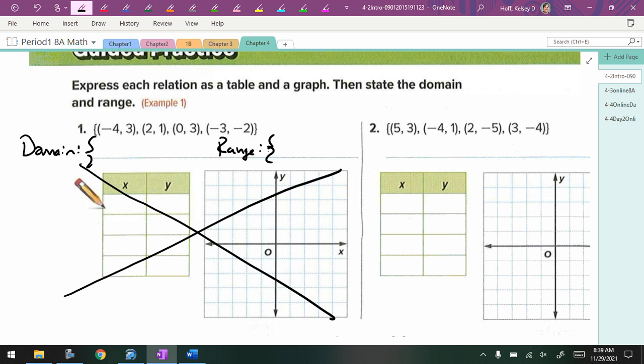You don't have to graph. You don't have to put in the table. Just list your domain and range. Domain are all your x's. Range are all your y's.